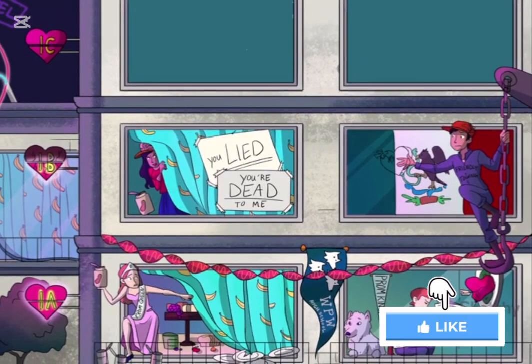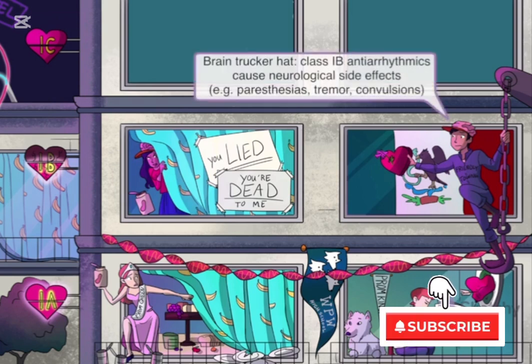The most common side effect of Class 1B antiarrhythmic drugs are neurologic, including paresthesias and tremor, or even slurred speech and convulsions. To portray these neurologic side effects, we've made our tow truck driver wearing his trucker hat reminiscent of a brain. She's wearing one too.